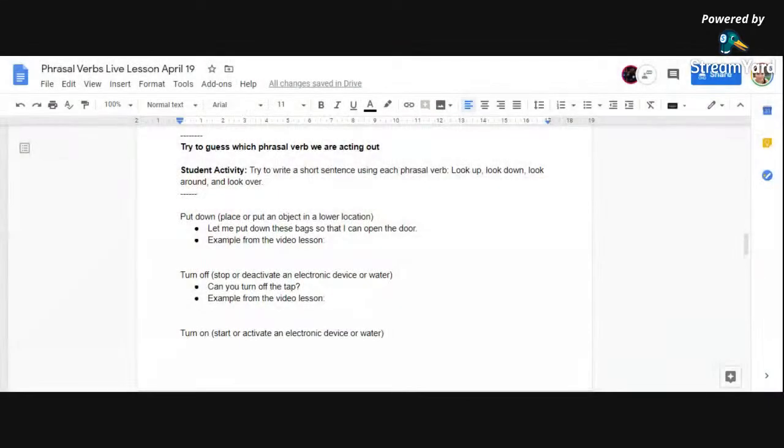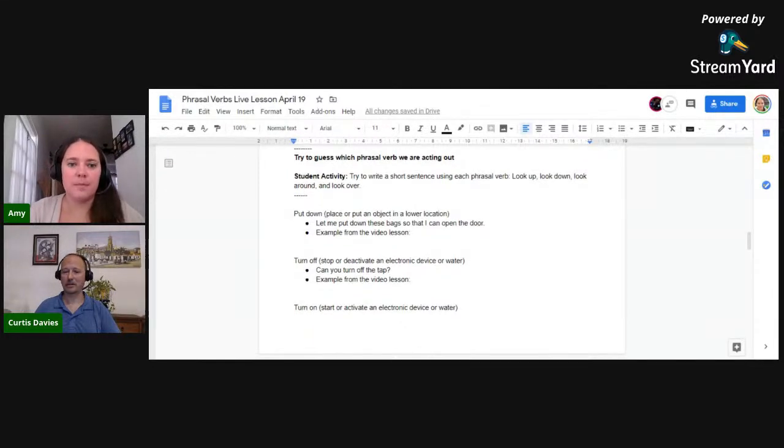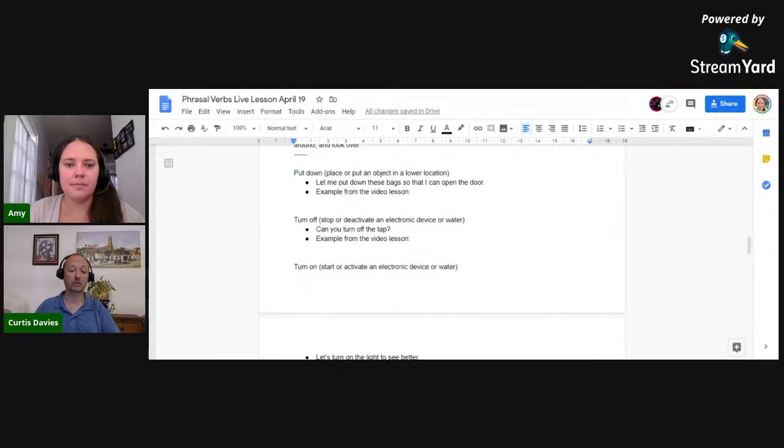Okay, so the next one is to place an object in a lower location. I will give you the phrasal verb, right? Yeah, explain the phrasal verb. Okay, the phrasal verb is put down. So put down is to place something in a lower location. It might be the floor, it might be a table, might be a chair.